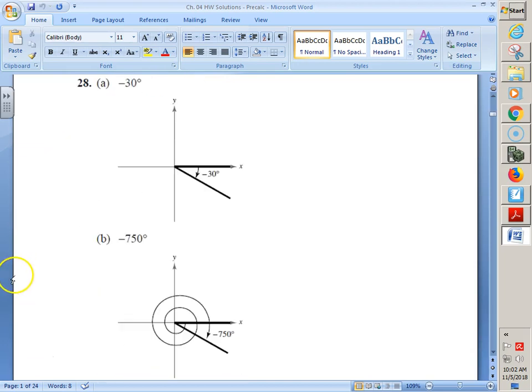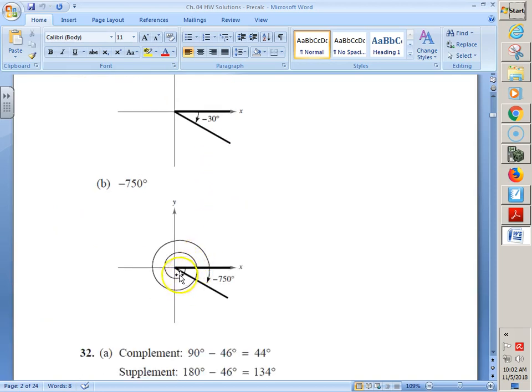Okay. 28, A and B, did you guys sketch it correctly? Double check me. I think there are a couple typos right here in the beginning of chapter 4. So if something doesn't look right, because you guys write the questions, let me know, okay? Negative 30 is in the 4th quadrant. Negative 750, we had to twirl how many times? Twice? Good, because that's 720 and then go another 30.